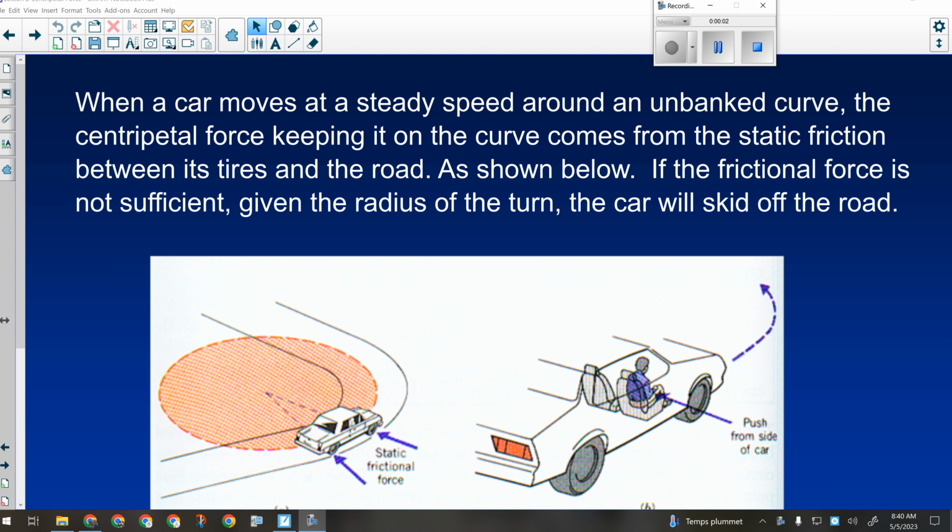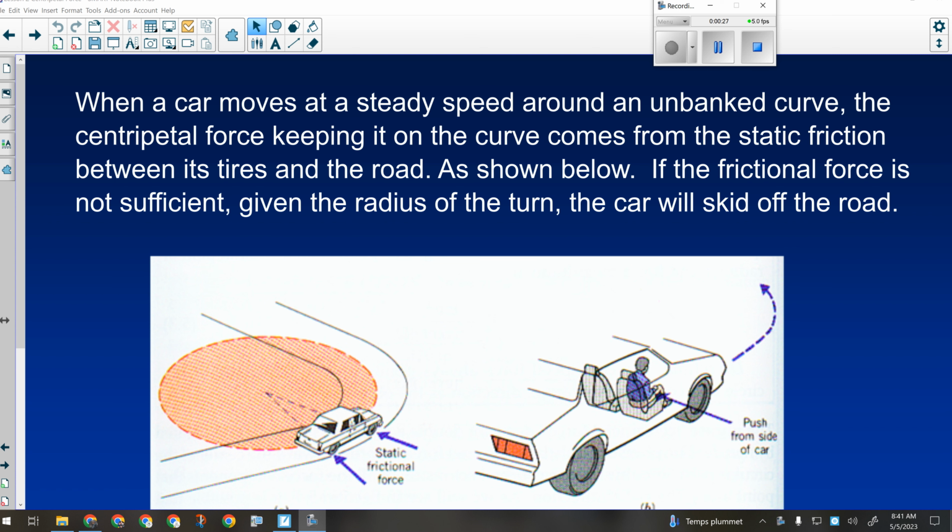All right, so the other day we were talking about unbanked curves and how friction is what keeps you in that curve. And if there isn't enough friction, you will obey Newton's first law and you will travel in a straight line at a constant velocity. Okay, and we talked about how our instinct when that happens is to do exactly what is wrong, which is to slam on the brakes and crank the wheel really hard.